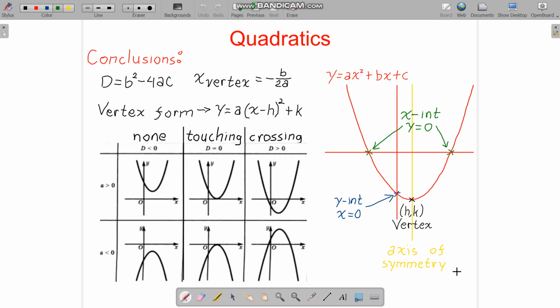In conclusion, to draw a quadratic graph, we need to know the essential features: x-intercept, y-intercept, vertex, and if we know everything, you can plot the points and just connect them. And this is how to find the discriminant, and the shortcut to find the x value of the vertex. If a is positive, we have open upwards, a is negative, open downwards, and discriminant negative, 0, positive, we have no x-intercepts, 1 x-intercept, 2 x-intercepts.